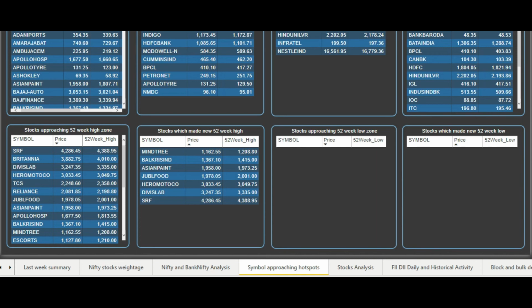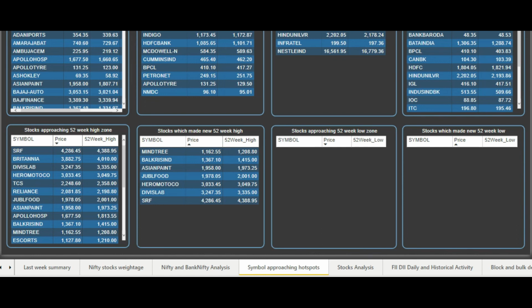Now coming to the second visual, stocks which have already made the 52-week high. You can see the current market price and the 52-week high. These symbols tell us which stocks have made fresh 52-week highs in the last trading day, so all those stocks are filtered here.